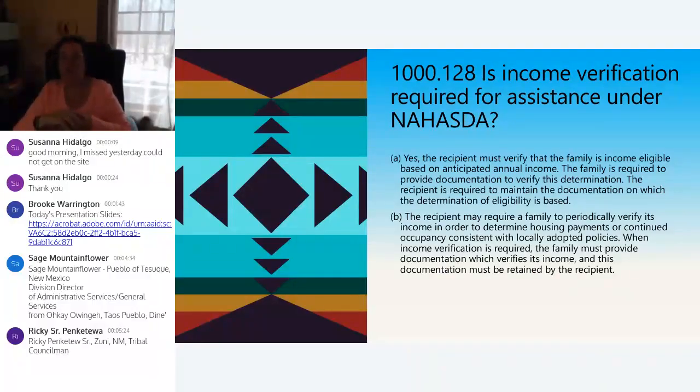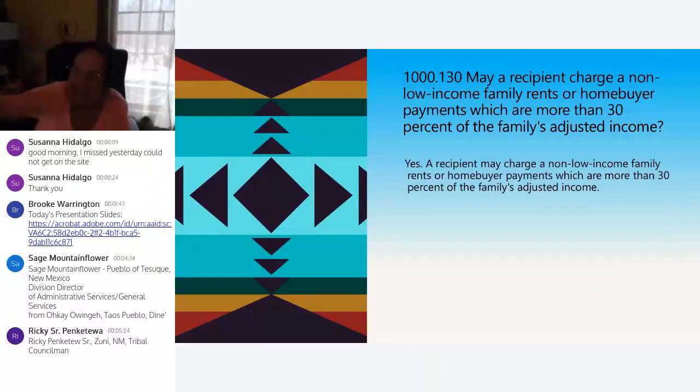You have to do income verification just to make sure that you're not overcharging them also, okay? That's what you have to make sure your policy is consistent with. Can you charge non-low income family rent or home buyer payments more than 30%? Yes, you can charge, and this shows you what the rules look like.